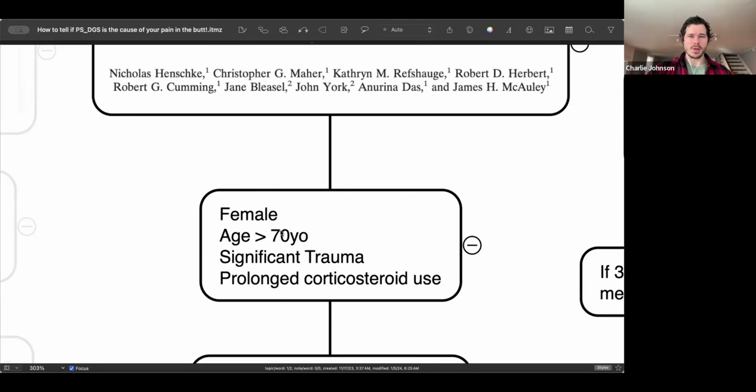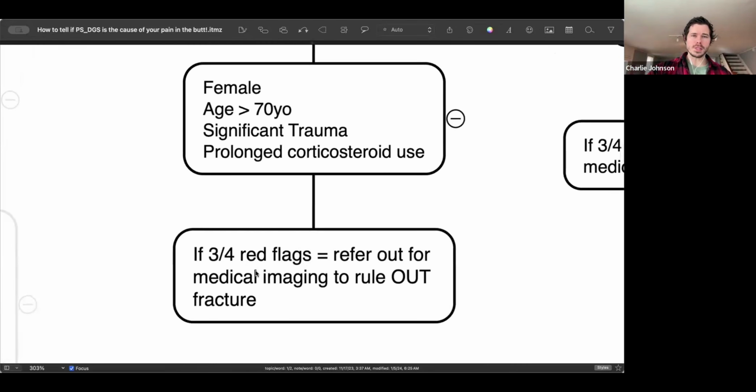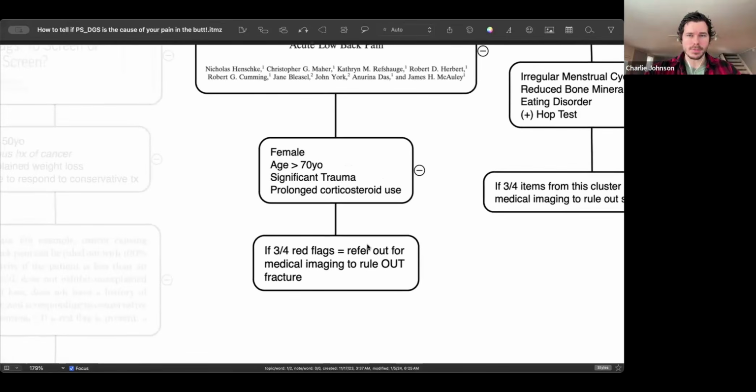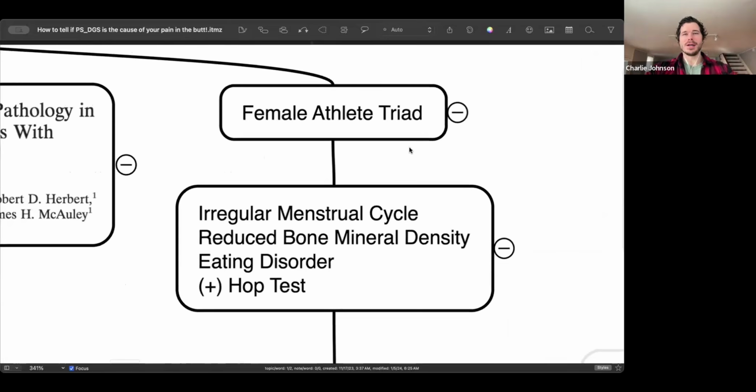So this is the test cluster that we use. And if you check 3 or 4 of these as present, then we refer out for medical imaging to rule out a fracture. And we're ruling these things out. Now, maybe you're not greater than 70, but you're a young, otherwise healthy, if you will, female. And again, this can happen in males as well, but just know in females we're talking much more common.